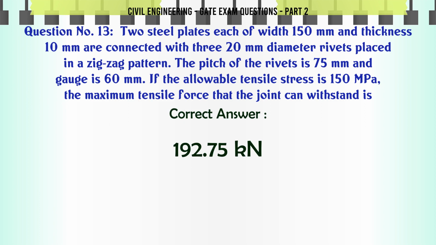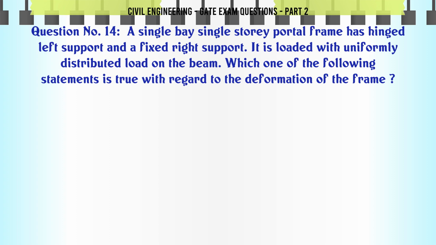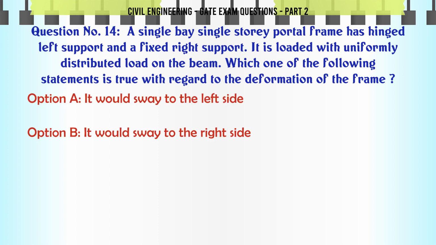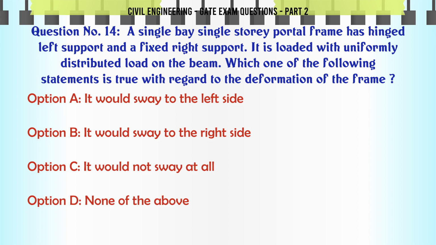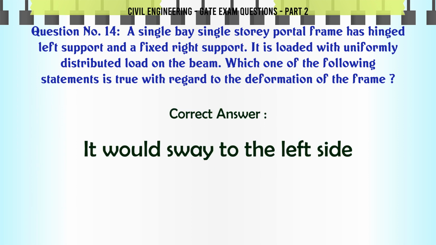192.75 kN. A single bay single-story portal frame has a hinged left support and a fixed right support. It is loaded with a uniformly distributed load on the beam. Which one of the following statements is true with regard to the deformation of the frame? A. It would sway to the left side. B. It would sway to the right side. C. It would not sway at all. D. None of the above. The correct answer is it would sway to the left side.